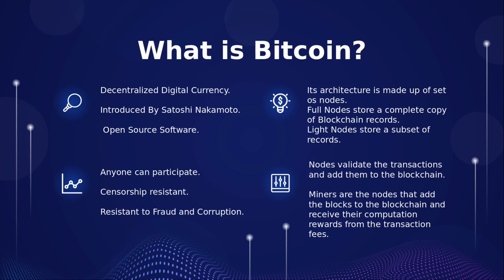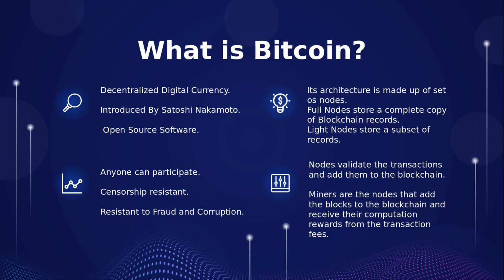About the Bitcoin architecture, the Bitcoin network is made up of a set of nodes, which are computers that run the Bitcoin software and participate in the network. Nodes can be full nodes, which store a complete copy of the blockchain, or light nodes, which only store a subset of the blockchain. Transactions are broadcast to the network, and nodes validate them and add them to the blockchain. Miners, who are nodes that perform the resource-intensive process of adding new blocks to the blockchain, are incentivized with newly created bitcoins and transaction fees.